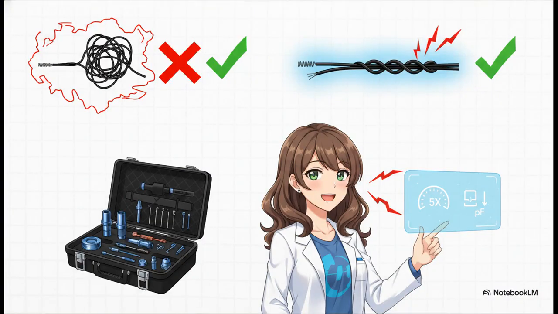So, let's just quickly recap the best practices. Number 1, keep those ground leads short. Use the right accessories for the job. If you happen to be using a differential probe, just twisting the leads together works wonders for rejecting noise. And please, don't forget the 2 golden rules we uncovered. Follow the 5 times rule for bandwidth, and always check that probe capacitance number.